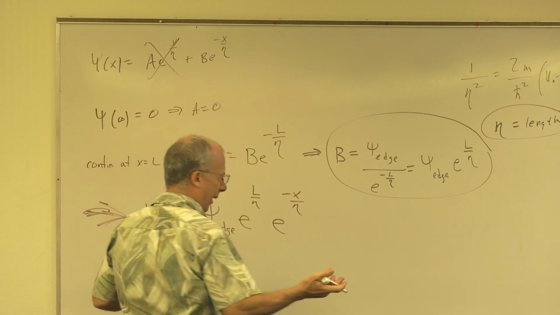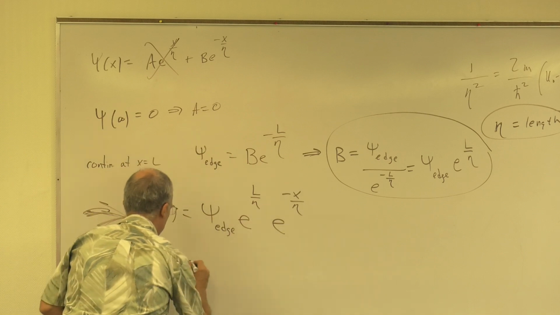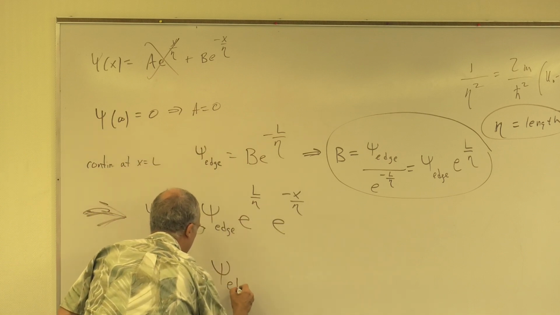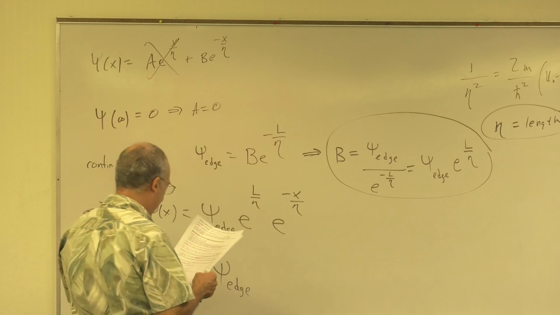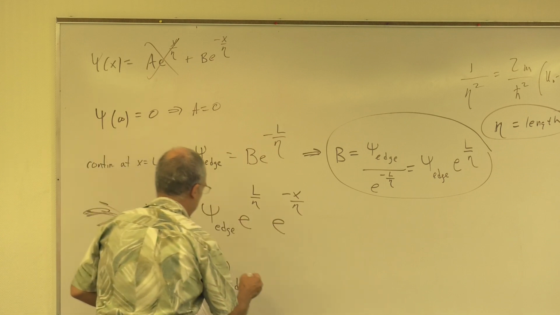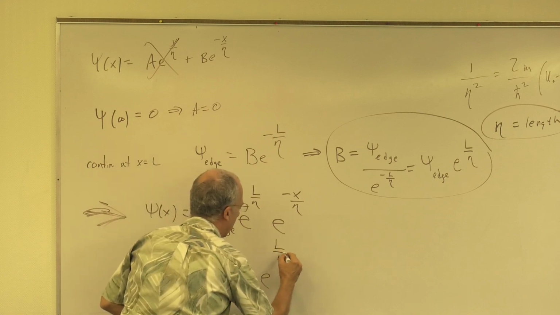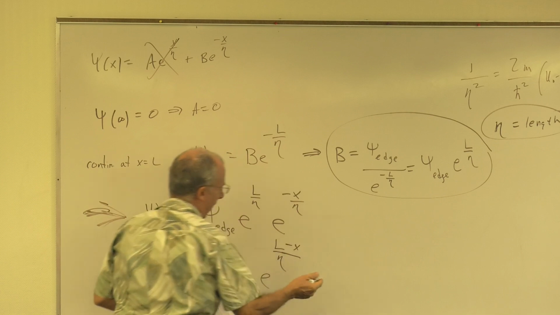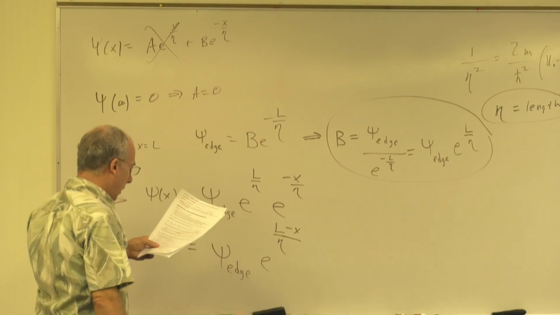Okay, now you're not going to write something like that, right? Because you have two, you might as well multiply it together. So we're going to get psi edge. Now what do you do for exponents? You add, right? So we're going to get e to the L minus x over eta, right?